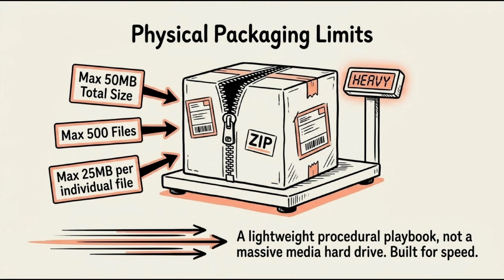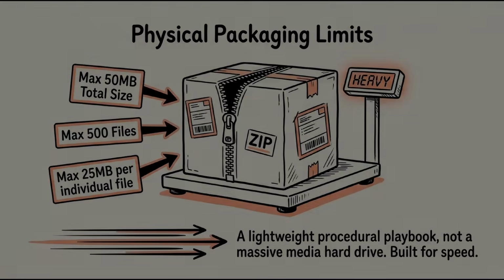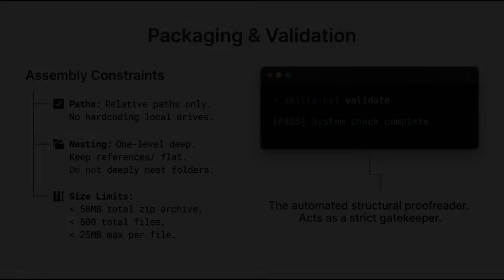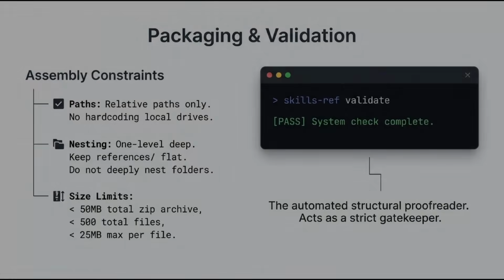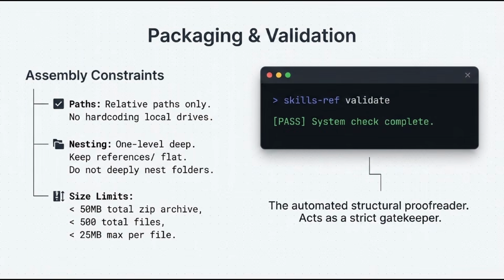Okay, that makes sense. But once you have all your files assembled and you're well under those size limits, you don't just blindly upload it and hope you didn't make a typo. You use a command line tool provided alongside the specification. It's called skills-ref-validate. Oh, I really appreciate tools like this. It's essentially an automated spell checker and structural proofreader. It acts as a strict gatekeeper. You run your agent skill folder through this validator, and it automatically checks everything we've just discussed today.